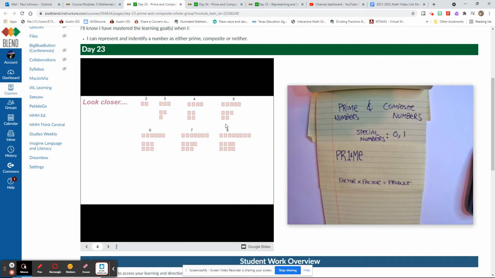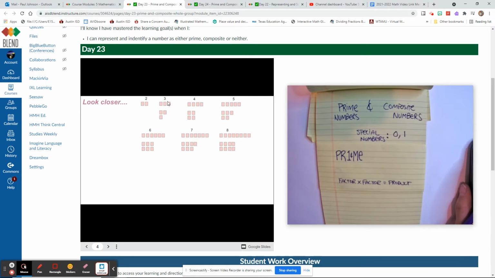So let's look at some of these pictures, right? The only way to make 2 is 1 times 2, or 2 times 1, but still the same factors, 1 and 2. So we can only make that in one way. The only way to make 3 is 1 times 3, or 3 times 1, still the same factors, 1 and 3. 1 and the number itself. Now if we look at 4, there's two ways to make 4. 1 times 4, and 2 times 2. So there are two even arrays for 4.